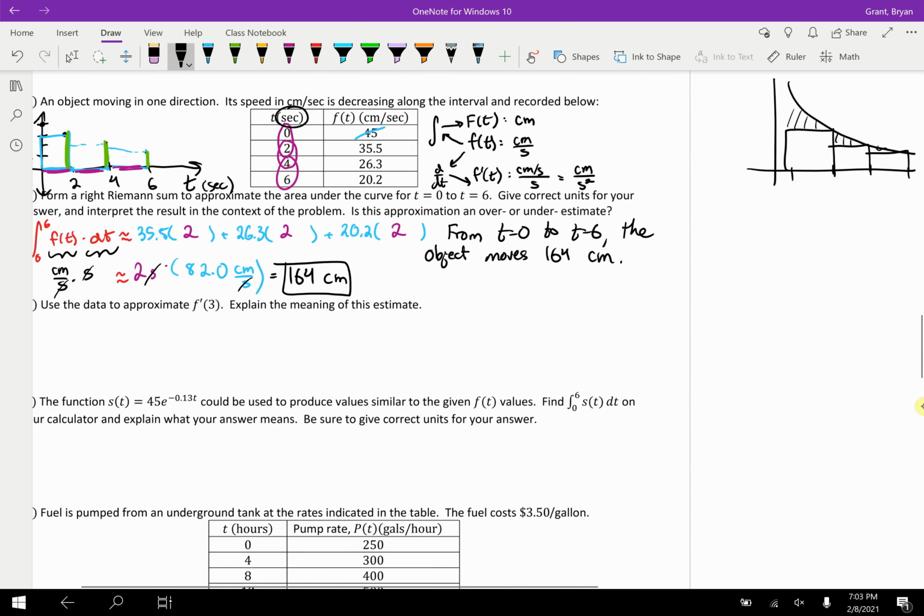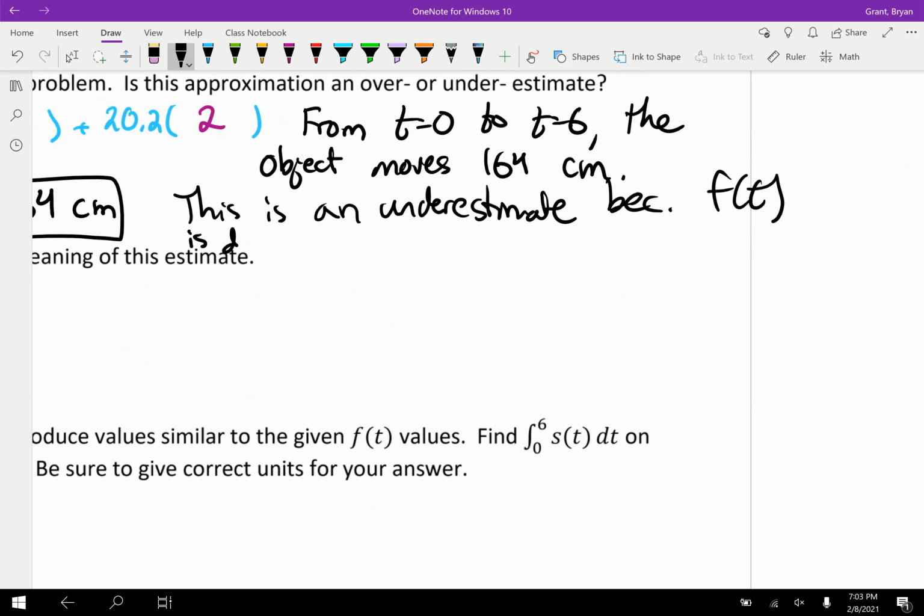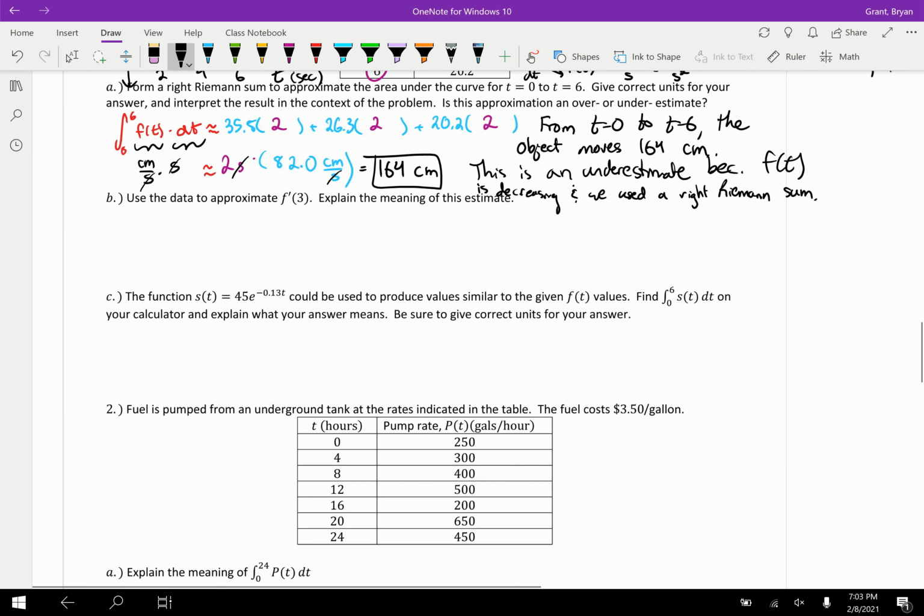So how do we write that? This is an underestimate because f of t is decreasing and we used a right Riemann sum. Ta-da! A bunch of information in one problem, but I just didn't want to take up the whole page doing little individual pieces.